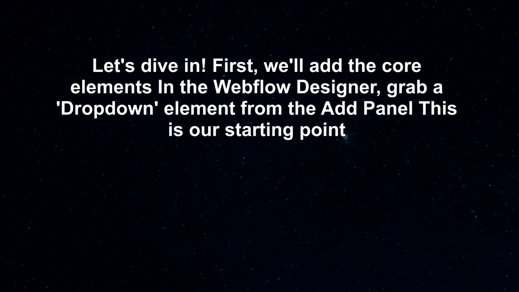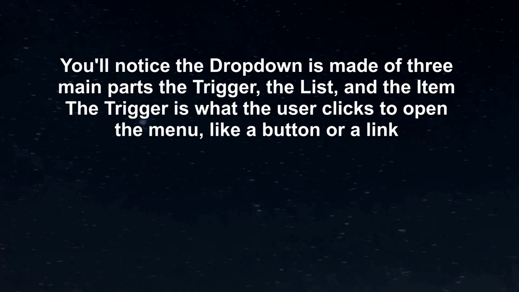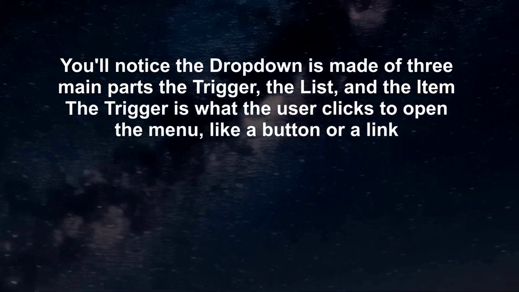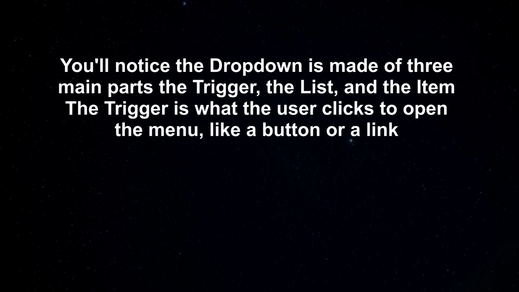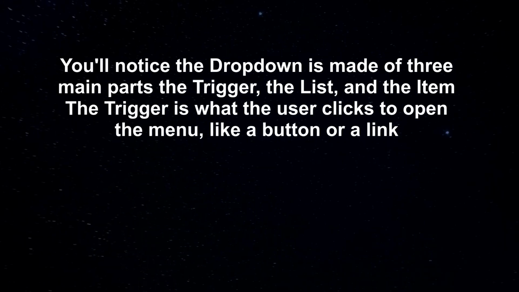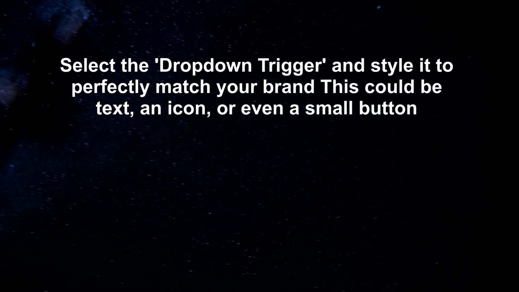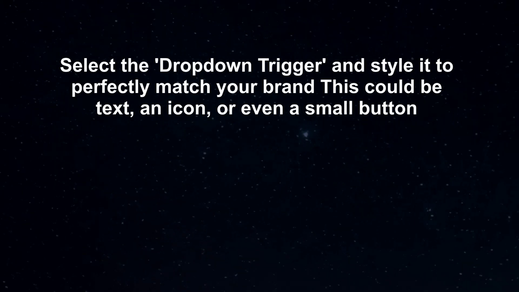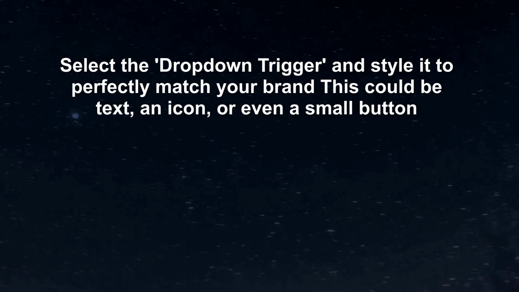This is our starting point. You'll notice the drop-down is made of three main parts: the trigger, the list, and the item. The trigger is what the user clicks to open the menu, like a button or a link. Select the drop-down trigger and style it to perfectly match your brand. This could be text, an icon, or even a small button.